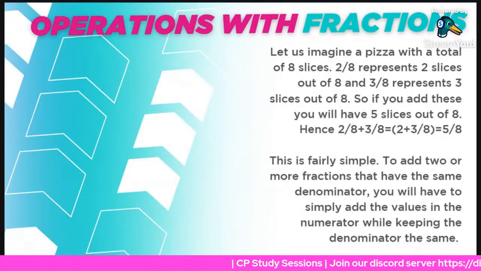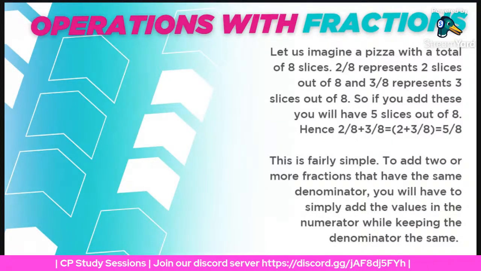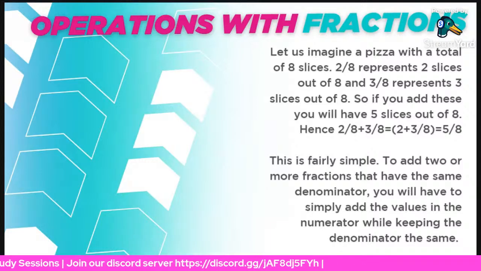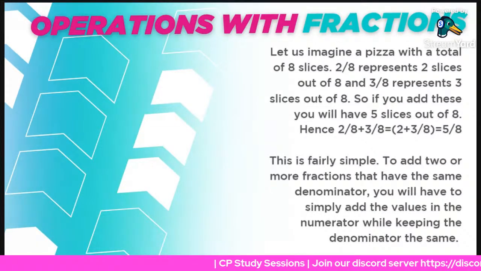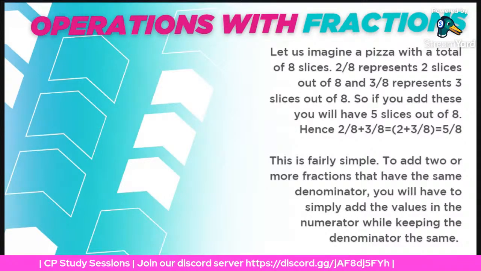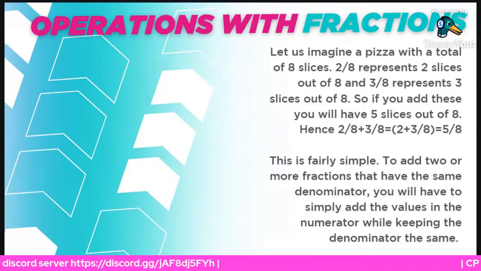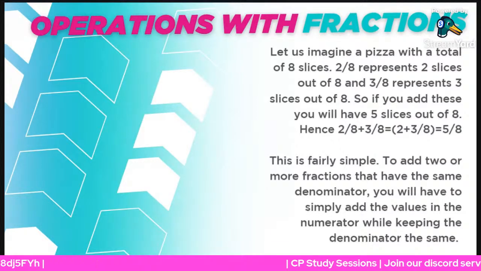So let us imagine a pizza with a total of 8 slices. 2 over 8 represents 2 slices out of 8, and 3 over 8 represents 3 slices out of 8. So if you add these, you will have 5 slices out of 8. Hence, 2 over 8 plus 3 over 8 is equal to 2 plus 3 over 8, which is 5 over 8. Yes. This is fairly simple. To add two or more fractions that have the same denominator, you will have to simply add the values in the numerator while keeping the denominator the same. So, tama yung mga sinabi nyo.